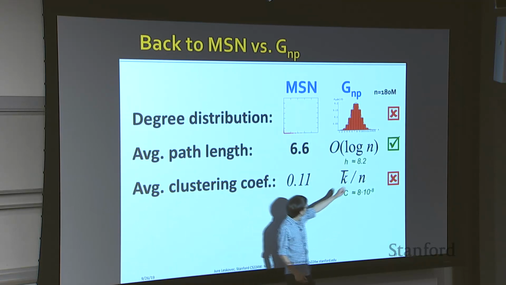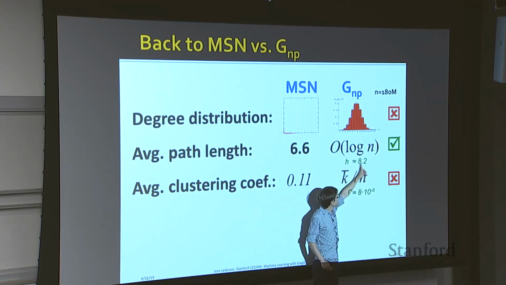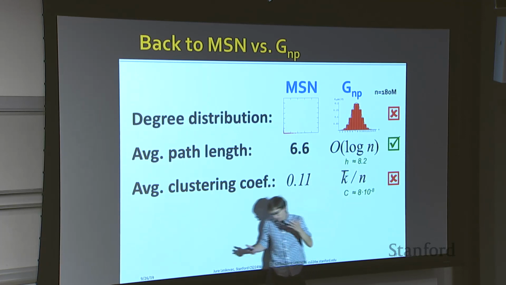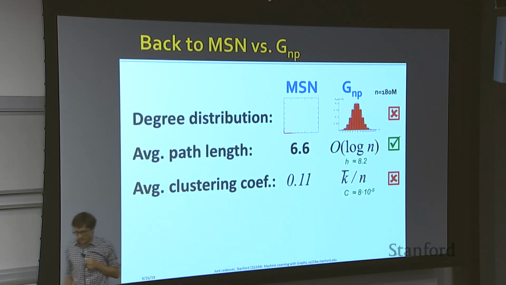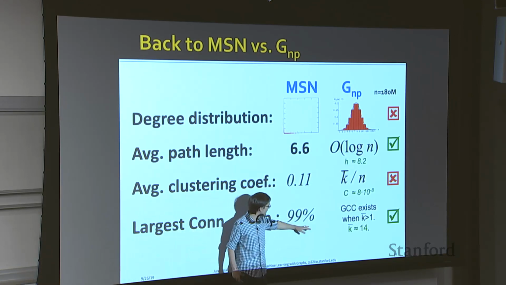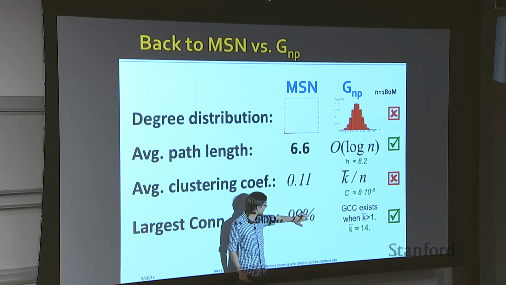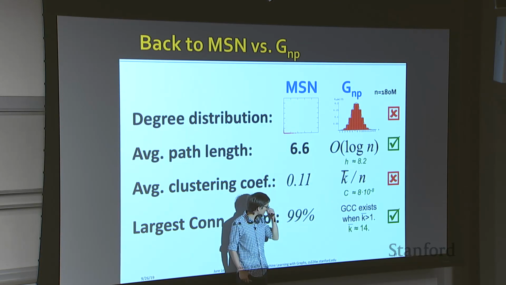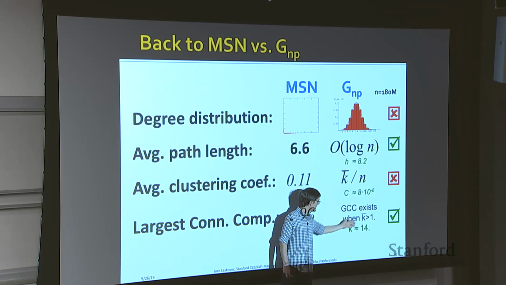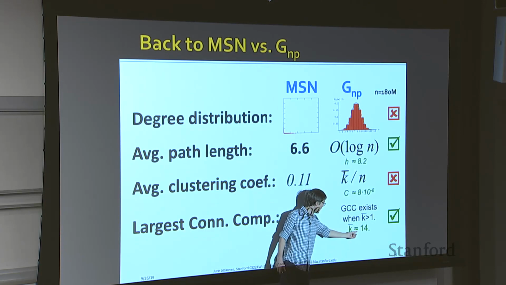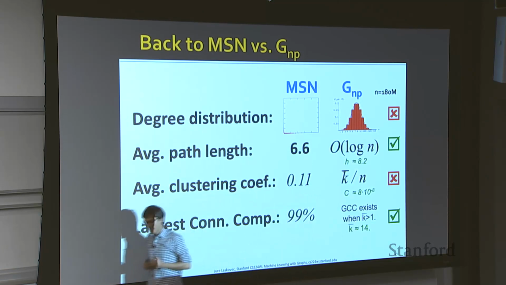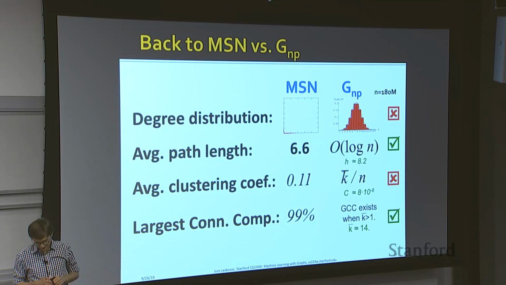For the diameter, log base 10, for example, of 180 million is 8.2. So it's quite close. So we can be happy. It's the right kind of order of magnitude. And then in terms of the connected components, we said 99.9% of the nodes are in the largest connected component. What I showed you a few slides ago is that this large connected component will exist when average degree is greater than 1. Our average degree is around 14. So in a random graph, the largest connected component will exist as well.